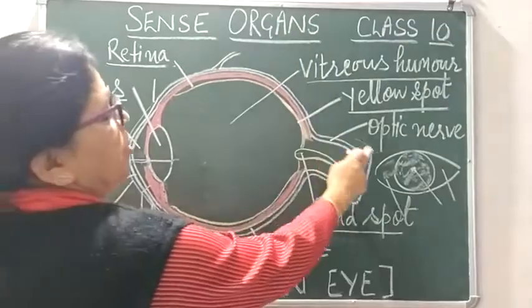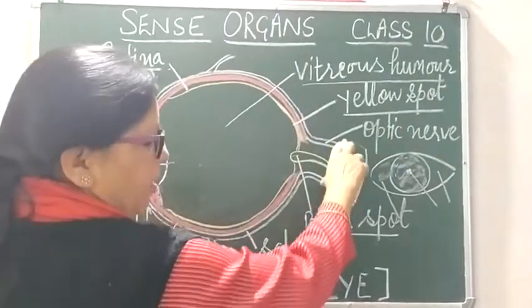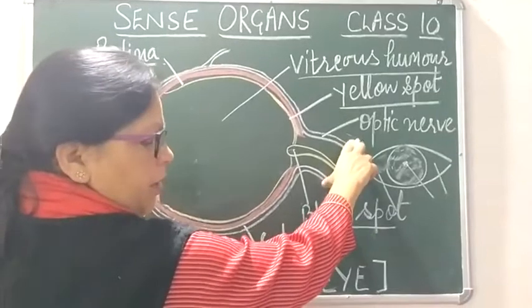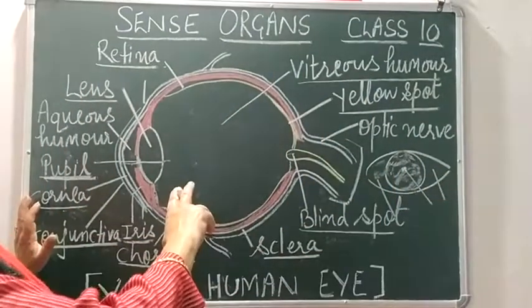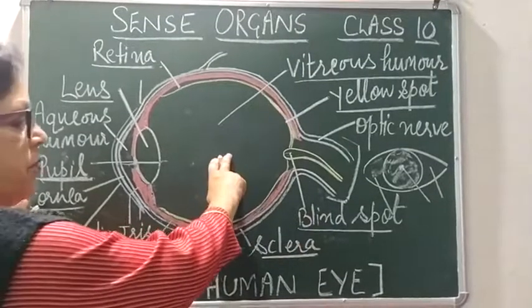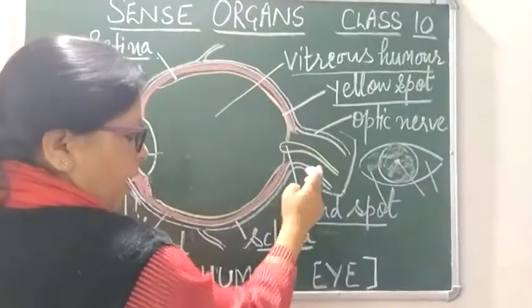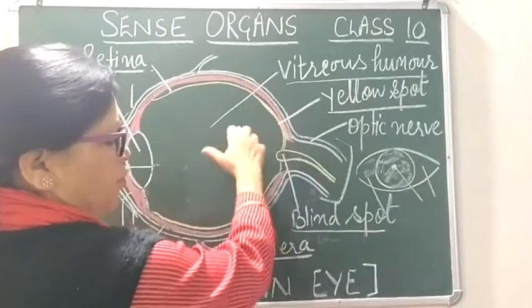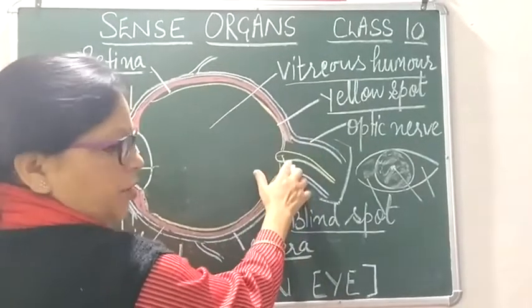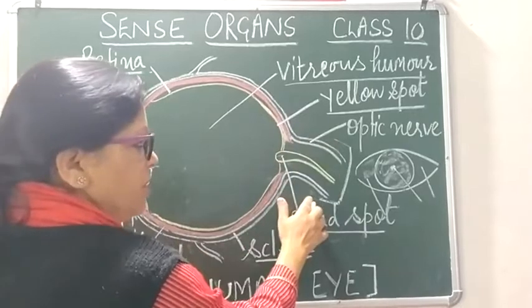This whole thing is the optic nerve, and it carries impulses from the eye to the brain. The impulse of whatever we see is carried by this optic nerve, and the blind spot is the area where all these small nerves of the eye converge and bundle together to form the optic nerve.